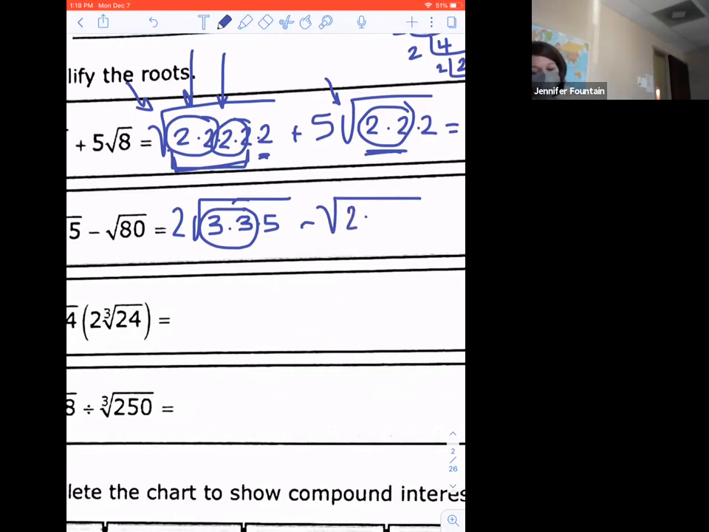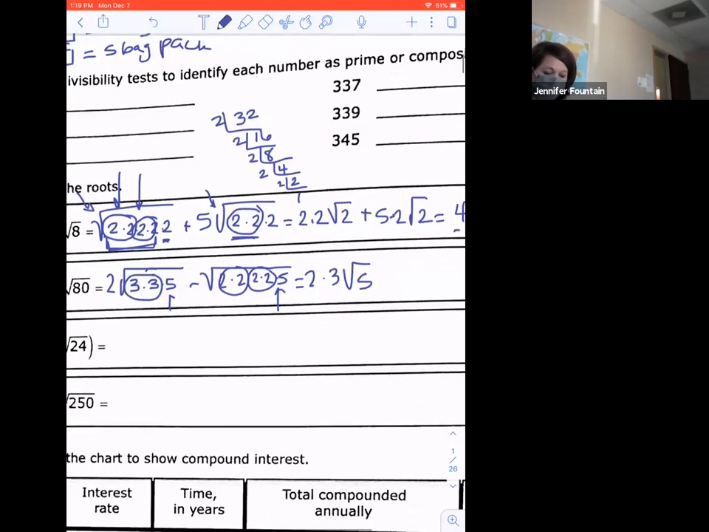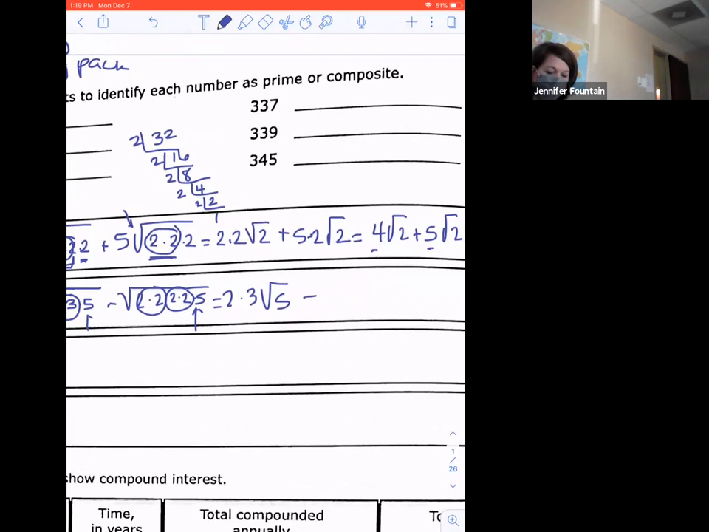My smallest prime factor of 40 will be 2, and that's 2 times 20. Smallest prime factor of 20 is 2, and that's 2 times 10. Smallest prime factor of 10 is 2, and that's 2 times 5. So again, I have buddy and a buddy, and this guy's going to have to stay. So I started with a 2. I multiply by the pair of 3s, or by 3 that I pulled out, and my 5 is under the radical, and I'm subtracting. I pulled out a 2 and a 2, and the 5 has to stay under.